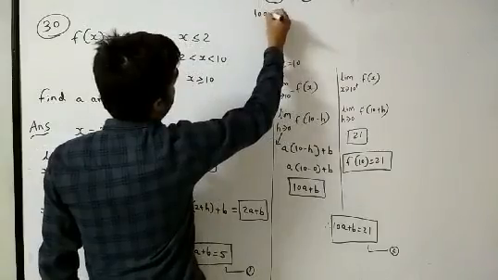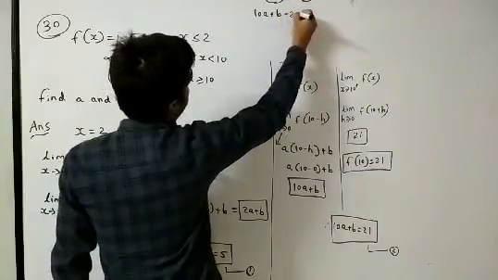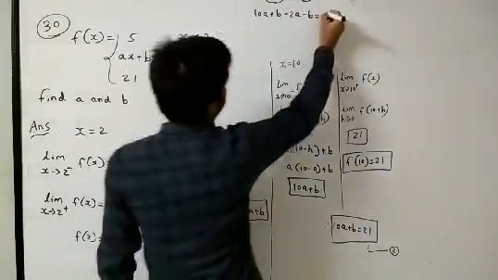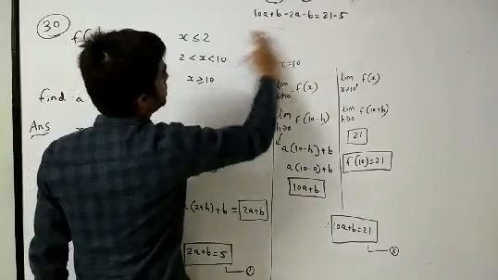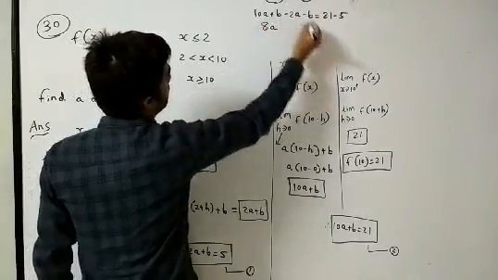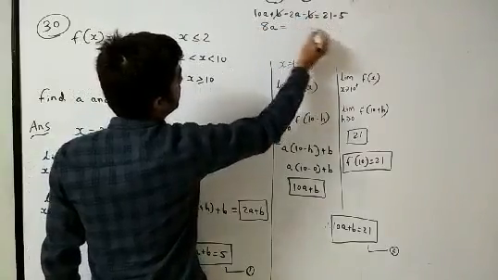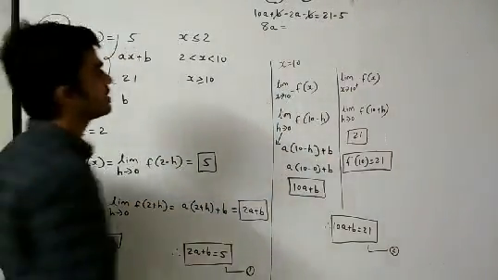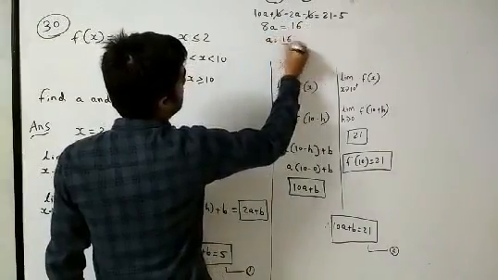So 10a plus b minus 2a minus b equal to 21 minus 5. So 10a minus 2a, that is 8a, plus b minus b getting cancelled with each other, is equal to 21 minus 5. What is the value of 21 minus 5? 16. A equal to 16 by 8.